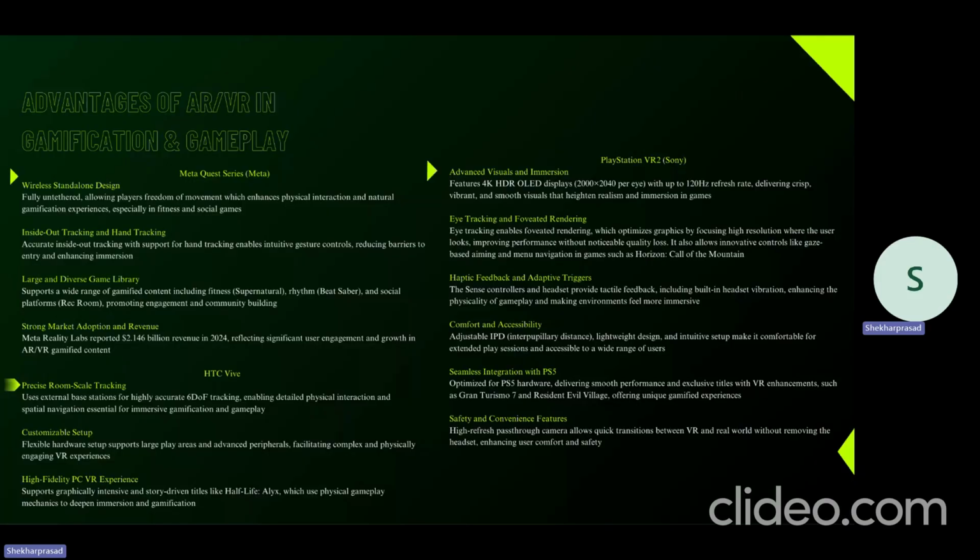In summary, each platform brings unique strengths to AR and VR gamification and gameplay: the Meta Quest's freedom and accessibility, the Vive's precision and expandability, and the PSVR 2's visual fidelity and console integration. Together, they're pushing the boundaries of engagement, immersion, and social connection, opening up new possibilities for fitness, storytelling, competition, and community in virtual worlds.